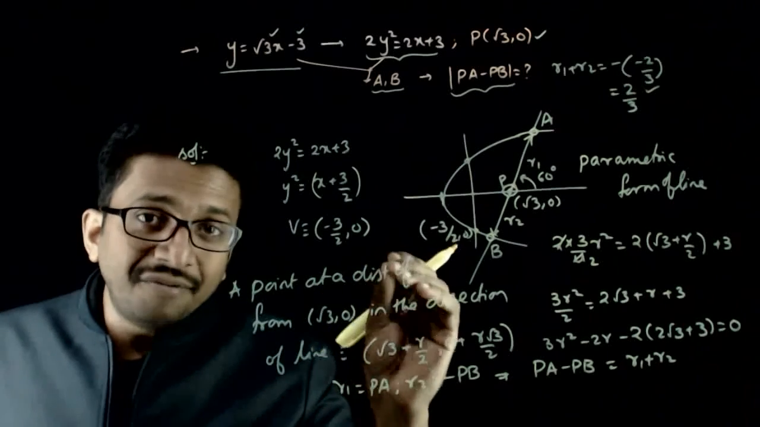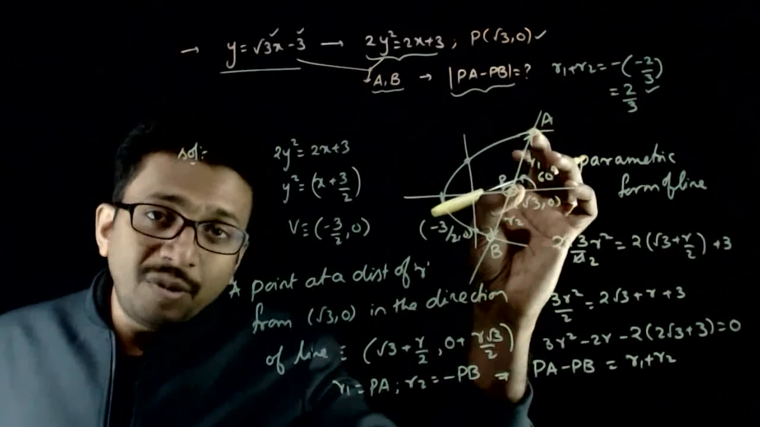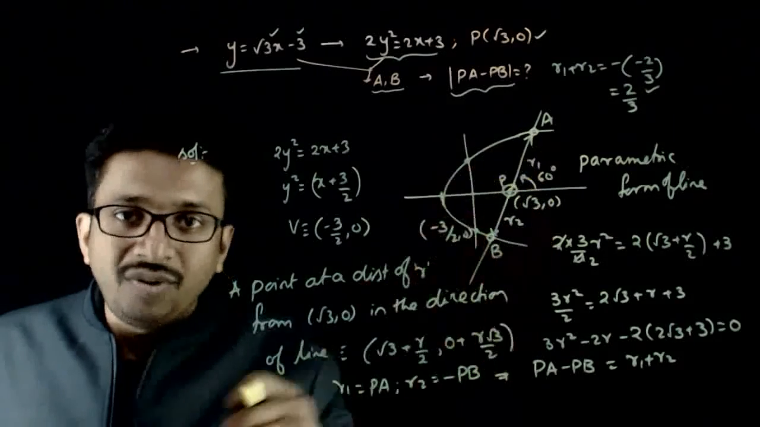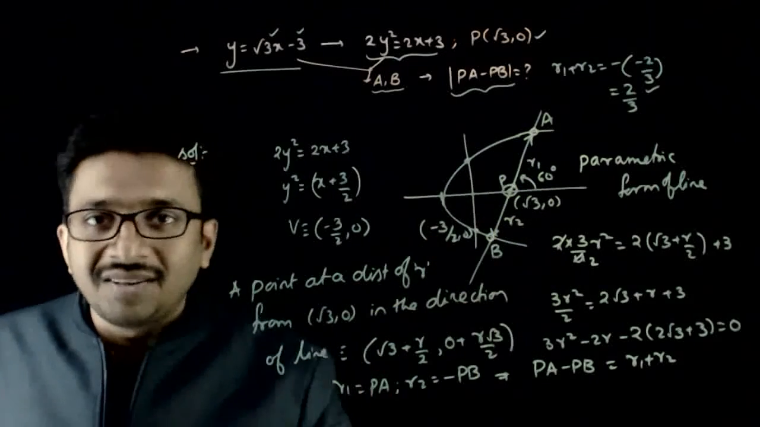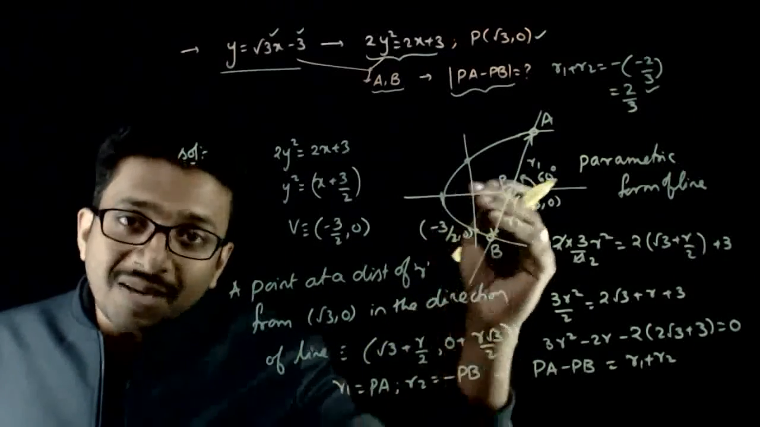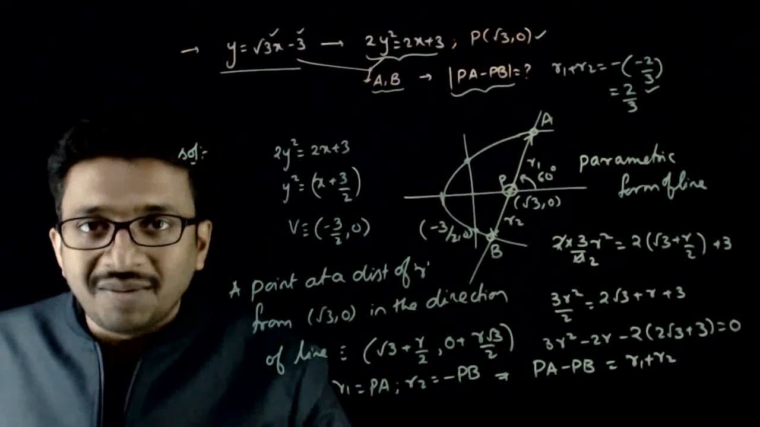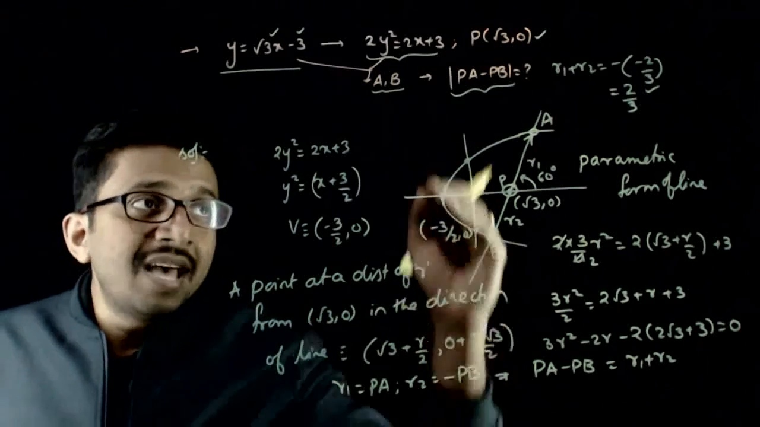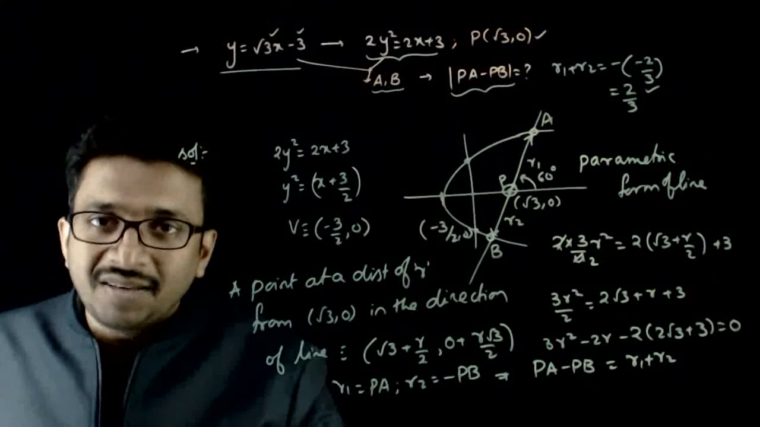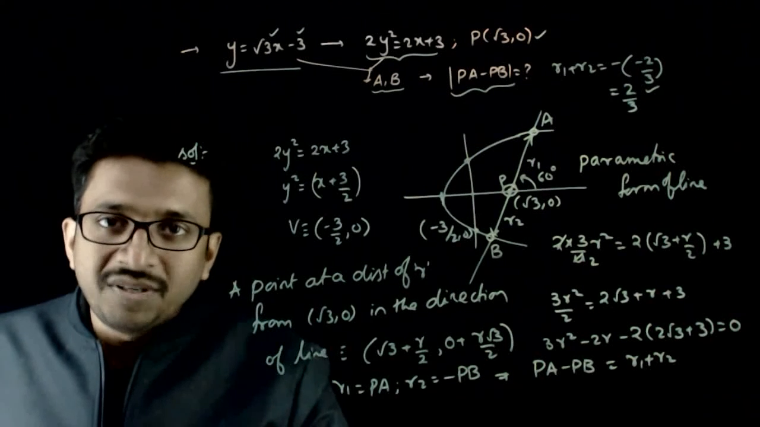So here we have used our knowledge that one of the points of intersection lies on one side of (root 3, 0) and the other point lies on the other side. If both of them lie on the same side, both r1 and r2 will be of the same sign, and in that case I'd get PA plus PB. So I hope this is clear. Thank you.